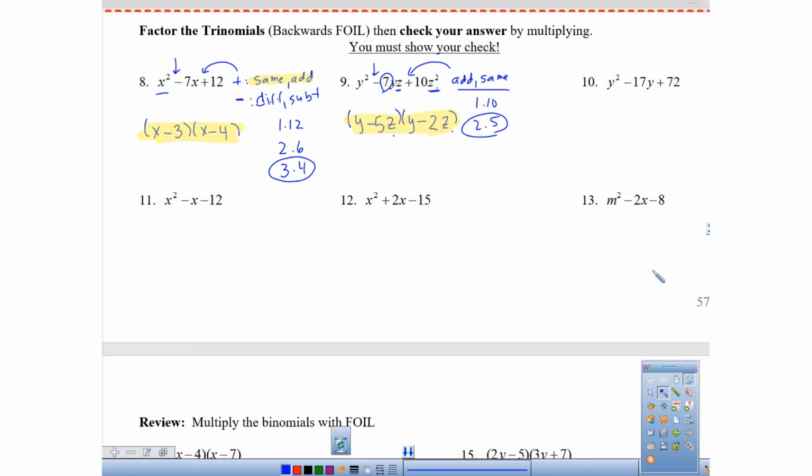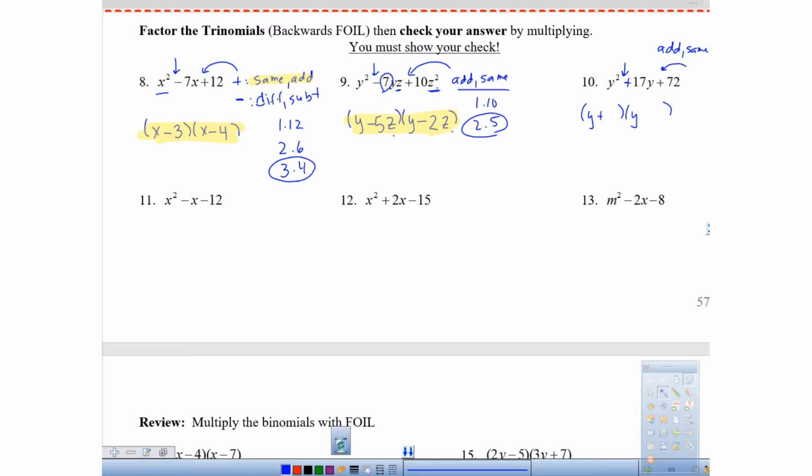Okay, next one. The sign in front of the 72 is a positive. That tells you that you're adding, and the signs are the same. So your y to the second is going to go to a y and a y. Signs are the same. They're both either going to be positive or both going to be negative. Look right there. They're both going to be negative. You know what? Let's change this problem. Let's make them both positive like that, because these have all been negatives.